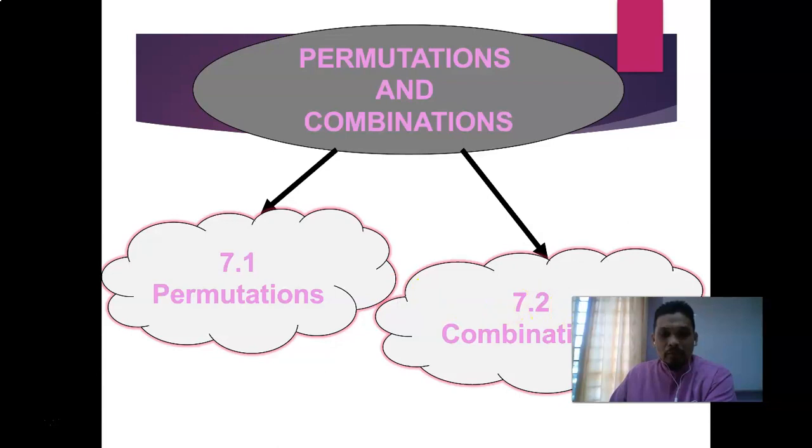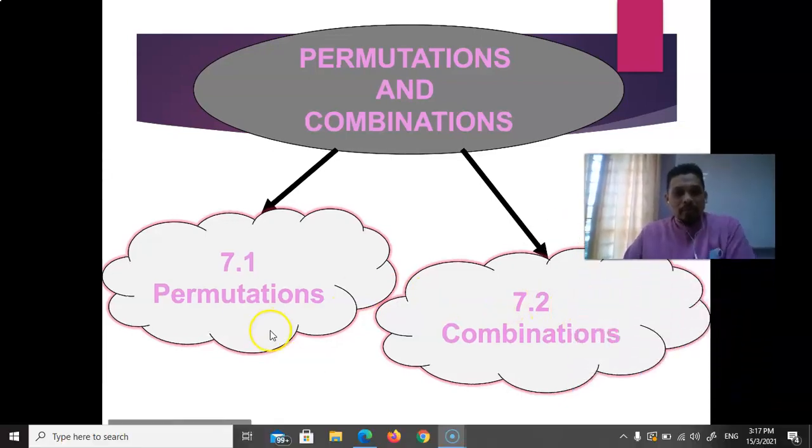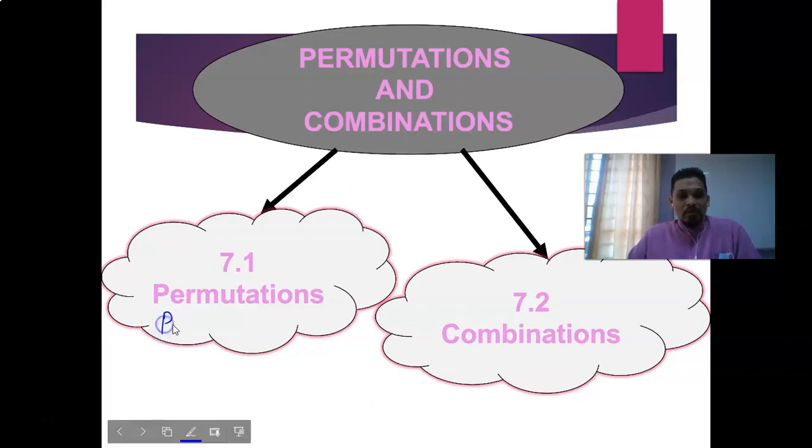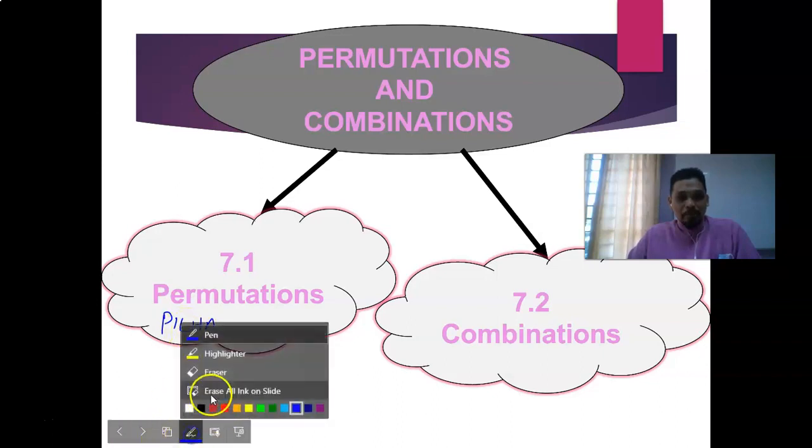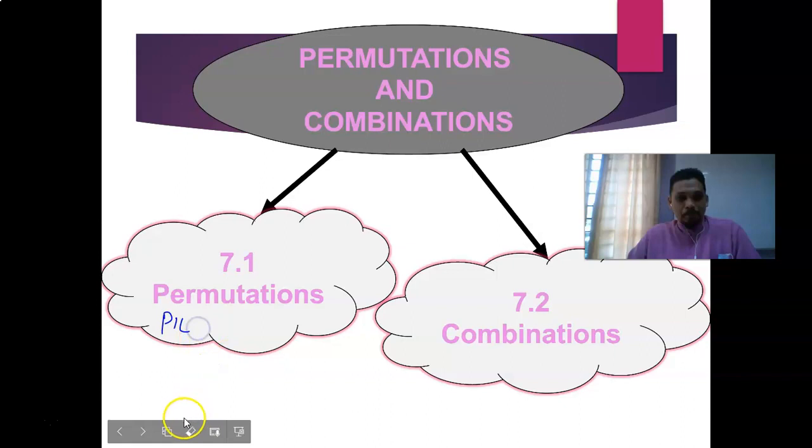So we look at both of these terms, where permutation in Bahasa Malaysia we call it susun atur, and combination is pilih atau, from the root words pilih and atau.